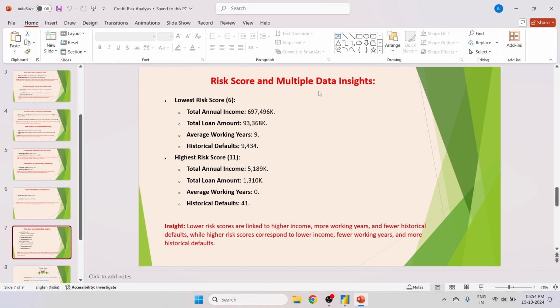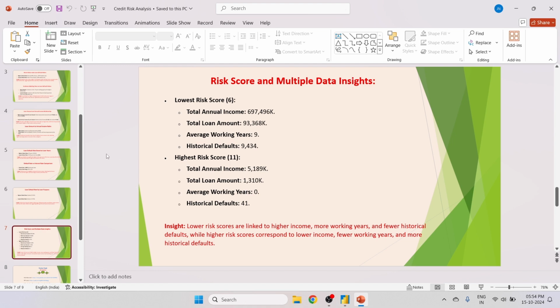Risk score and multiple data insights. The lowest risk score is 6. Total annual income is 697,496k. The loan amount is this. Average working years is 9, and for historical defaults, the count is 9434, meaning these people have never defaulted. The highest risk score is 11, and the annual income is this, and the loan amount is this. Average working years is 0.